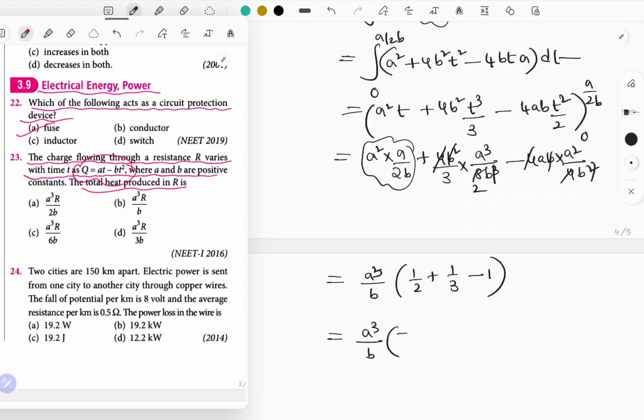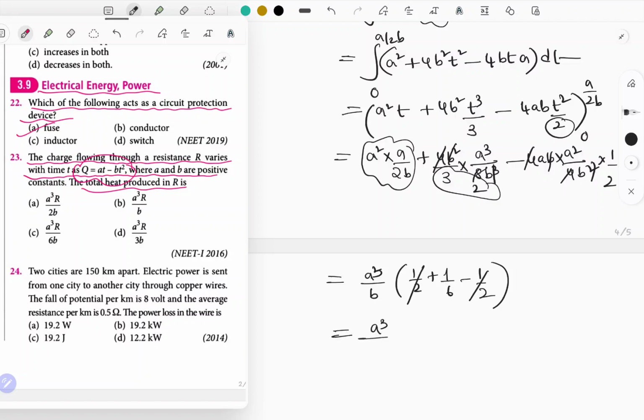Sorry, so I just missed a point here. Just check it out. So it's going to be 3 into 2, 1 by 6, 1 by 6 minus 1 by 2 we are going to get, because here t square by 2 is there, no? By 2. Just missed this. This is what we are going to get. So plus 1 by 2 minus 1 by 2 will get cancelled. So final answer is going to be a cube divided by 6b.